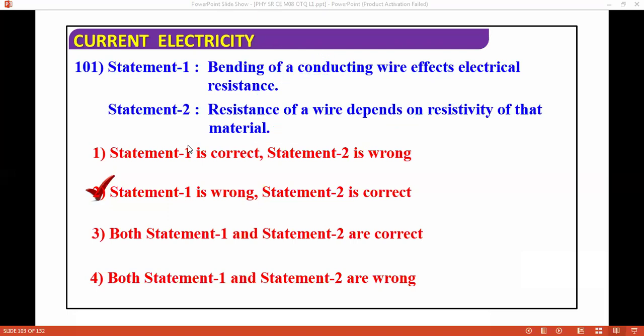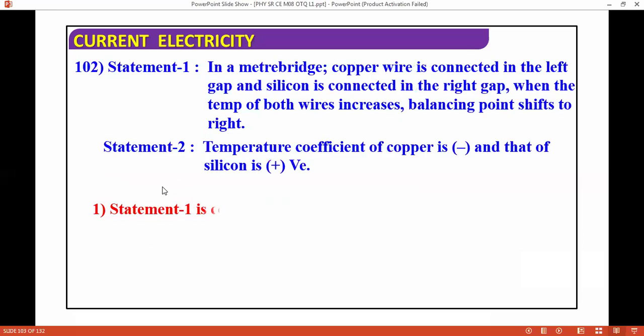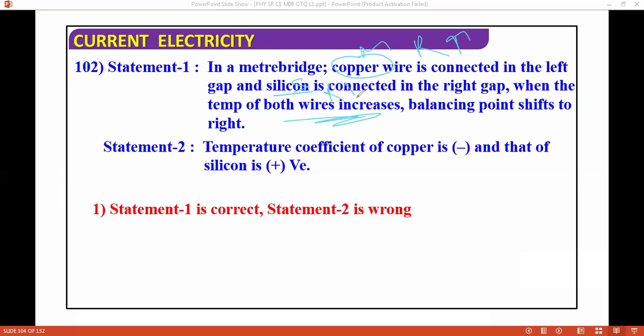Next question: in the meter bridge, a copper wire is connected in the left gap and silicon in the right gap. When the temperature of both wires increases, the balancing point shifts to the right. I have done these questions so many times. Copper is a metal and silicon is a semiconductor. When the temperature increases, the resistance of copper increases and that of silicon decreases. Then you can manipulate the balance point shift to the right. The temperature coefficient of copper is positive and that of silicon is negative.